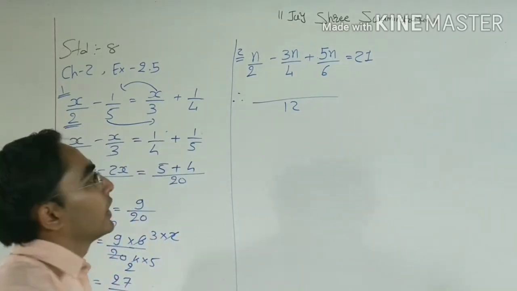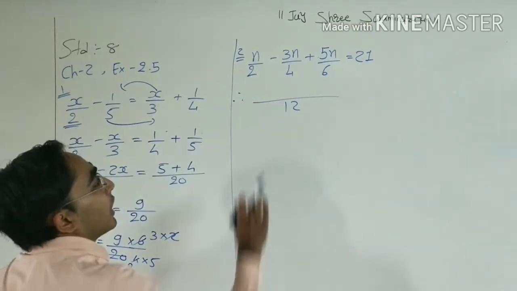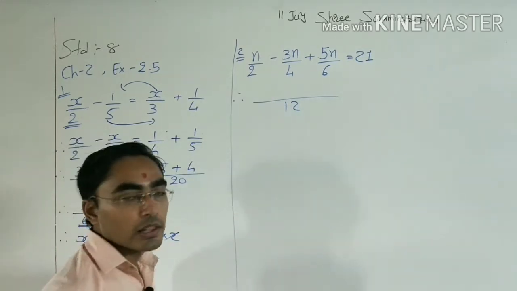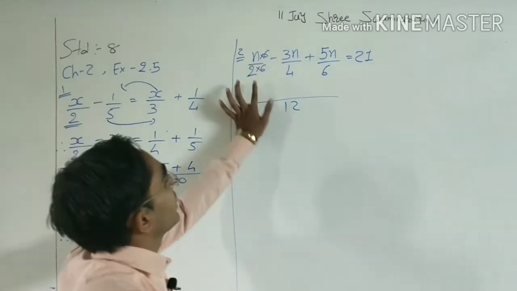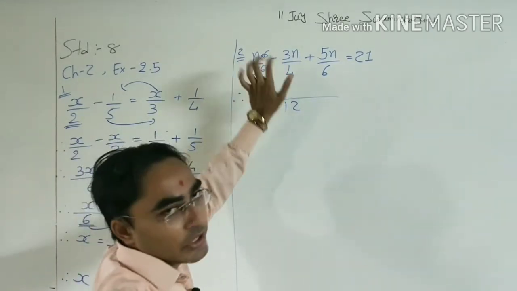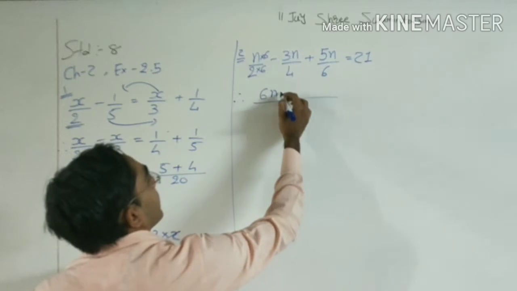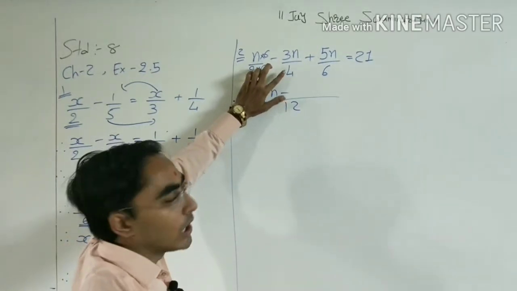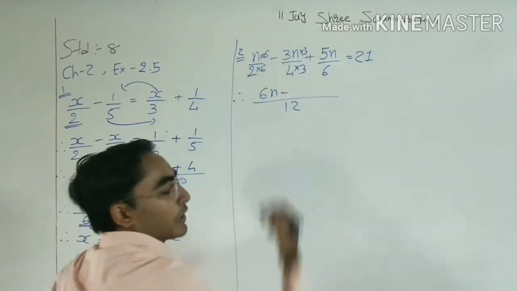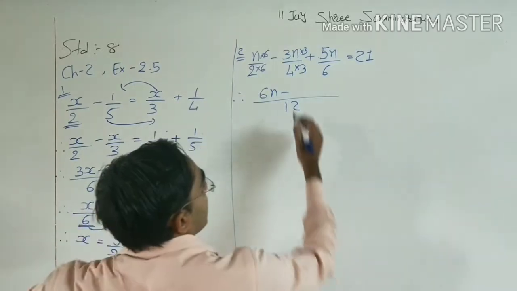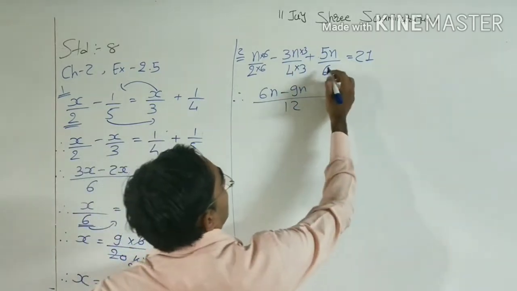Now in the numerator, here we have 2, right? How can we convert this 2 into 12? We need to multiply by 6, right? The same thing we need to do in the numerator. Here 6 2s are 12, and in the numerator 6 multiplied by n is 6n. Then minus, here 4 is there. How can we convert this 4 into 12? 4 3s are 12. Same thing we need to do in the numerator. So 3 3s are 9n.